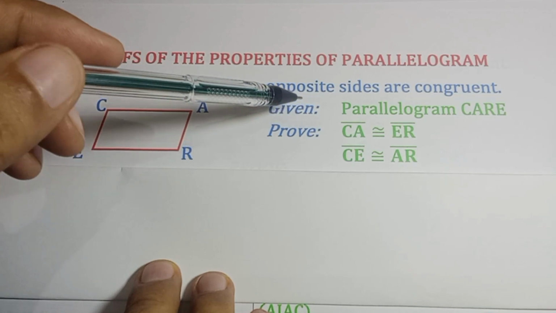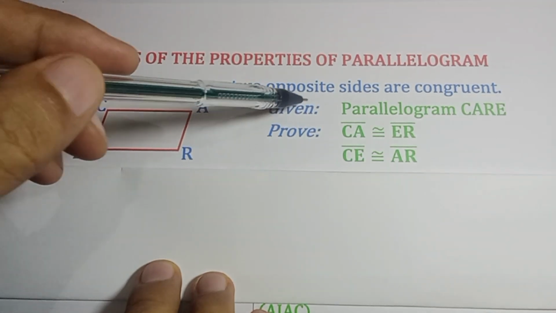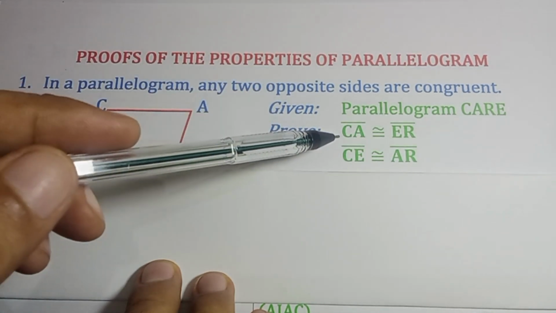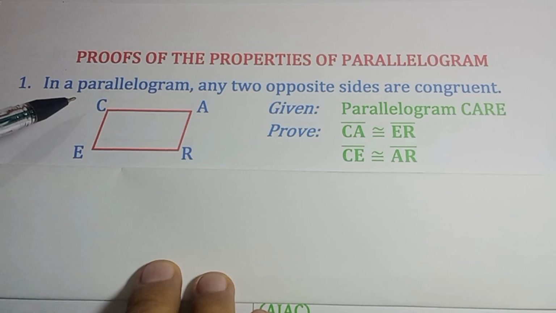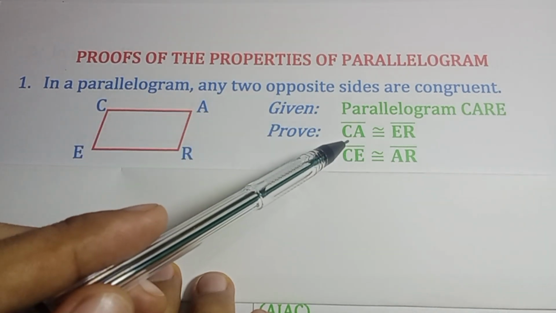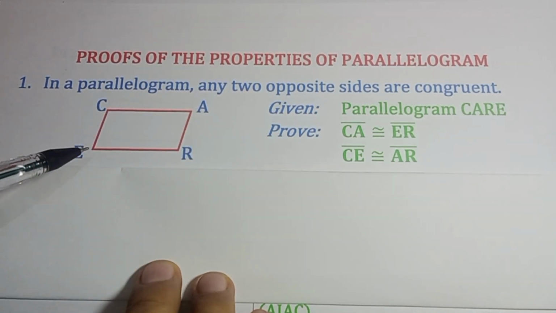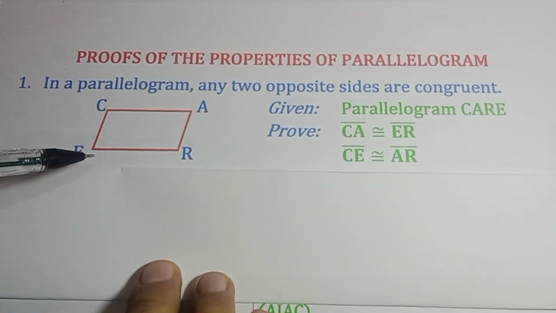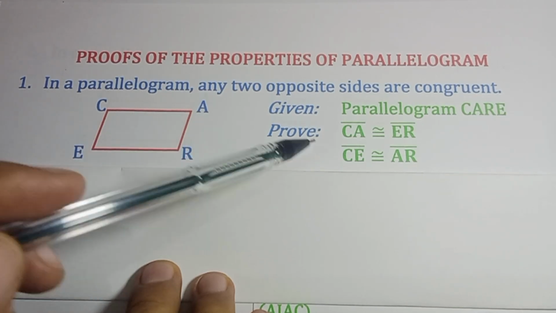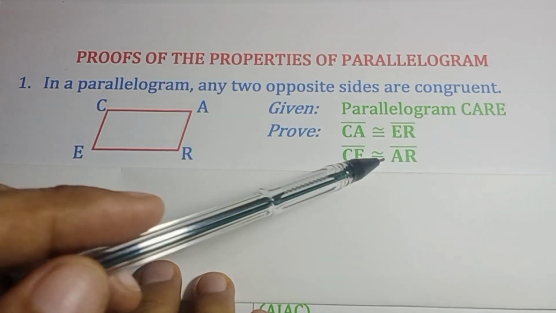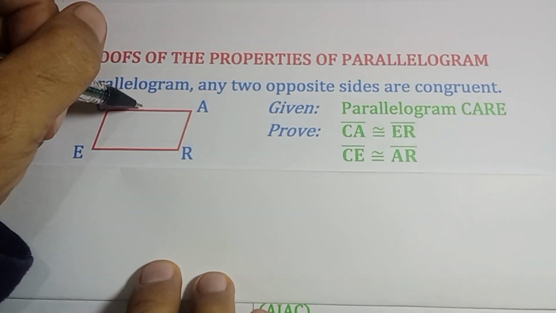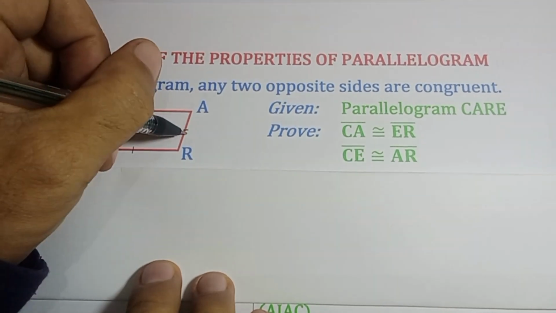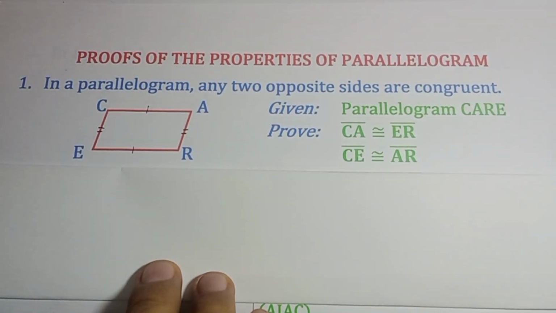So we begin by providing this given parallelogram CARE. And then we are going to prove that CA, this one, is congruent to ER, this one. And CE, this one, is congruent to AR, this one. Okay, so let's mark this. This one is congruent to this one, and this one is congruent to this one. Now, let's begin the proof.